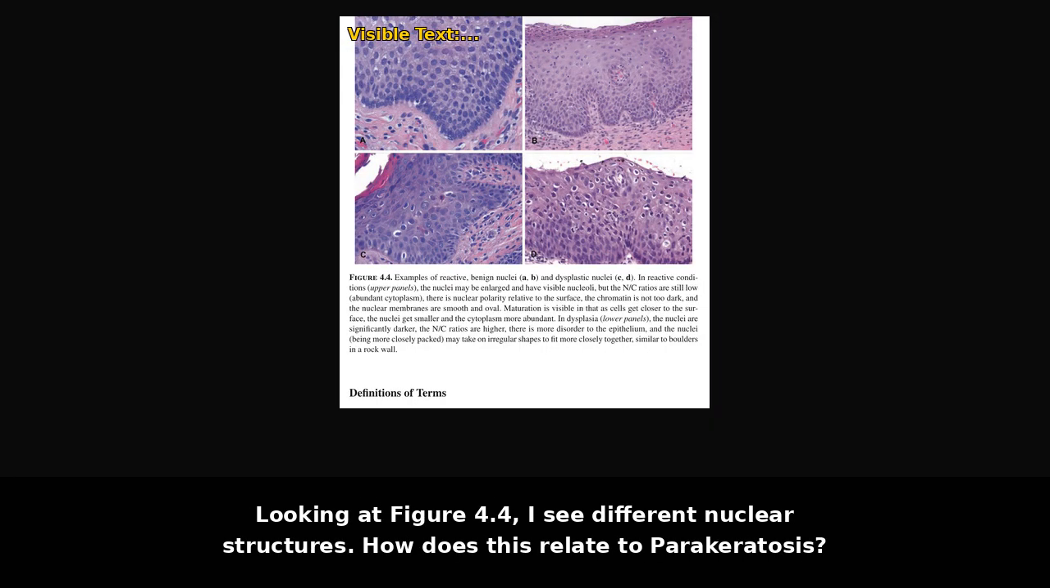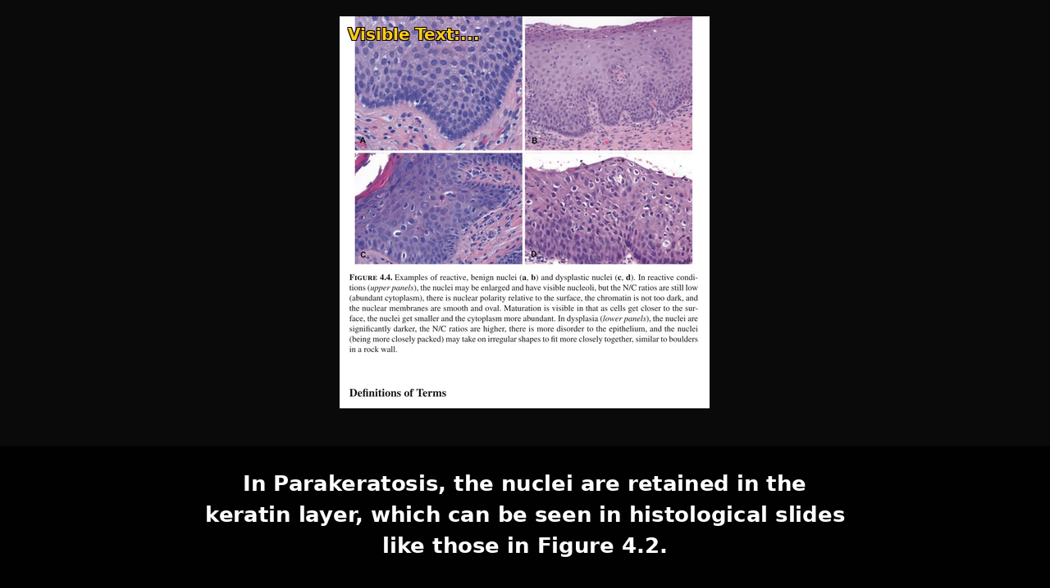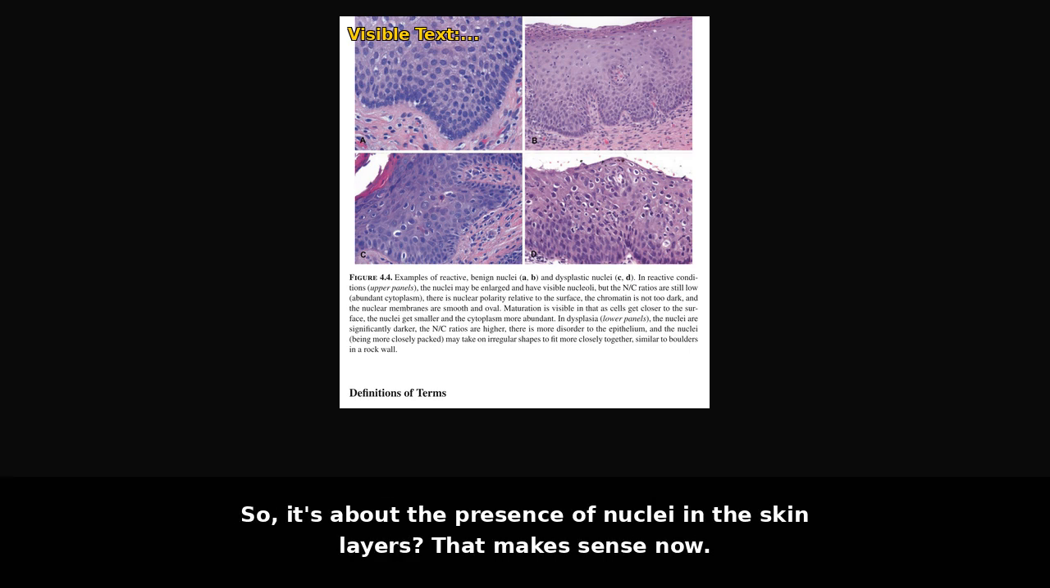Looking at figure 4.4, I see different nuclear structures. How does this relate to parakeratosis? In parakeratosis, the nuclei are retained in the keratin layer, which can be seen in histological slides like those in figure 4.2. So it's about the presence of nuclei in the skin layers. That makes sense now.